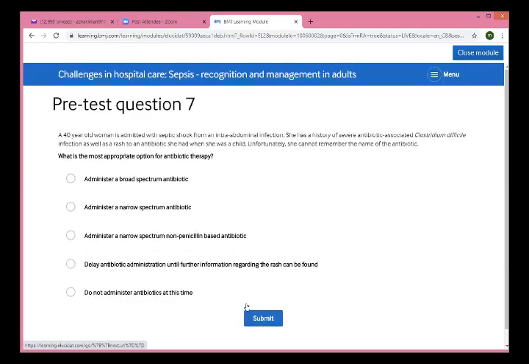So a 40-year-old woman with septic shock, severe sepsis plus low blood pressure, intra-abdominal infection. She developed C. diff secondary to antibiotics, and she cannot remember the name of the antibiotics. What is the most appropriate option for antibiotic therapy? She has a history of previous C. diff associated with antibiotics. It's septic shock, so you just give broad spectrum antibiotics.